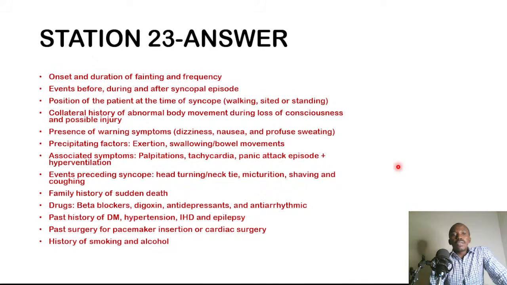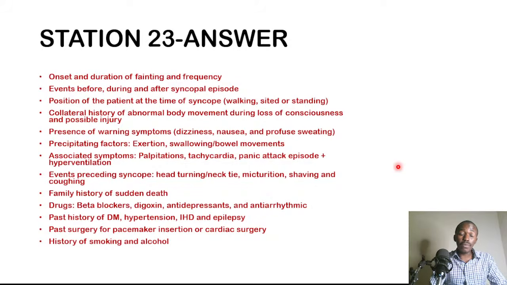Then of course you get a collateral history about any abnormal body movements, because this could be a seizure. You want to distinguish this from a seizure. Were there any warning signs like dizziness, nausea, profuse sweating, any precipitating factors like exertion, swallowing, even bowel movements, and any associated symptoms like palpitations, tachycardia, panic episodes, and even hyperventilation that can trigger someone to faint. Then of course, you also get a family history of anyone having sudden death, because there are some people that just drop down and they die.